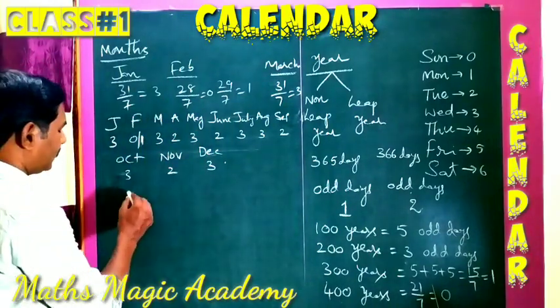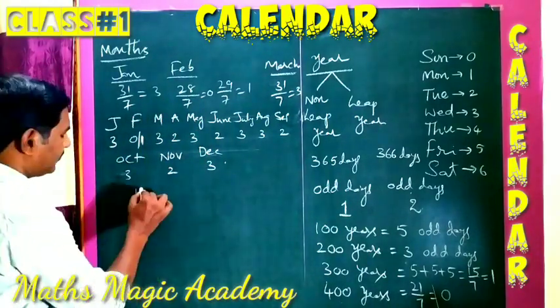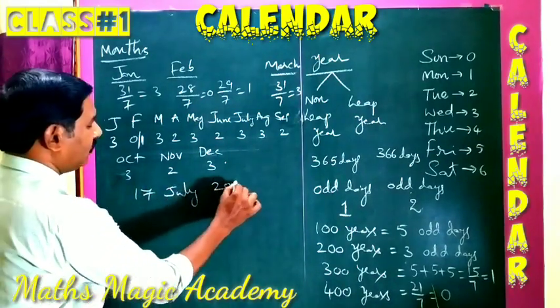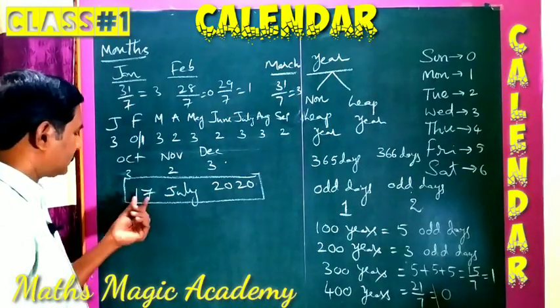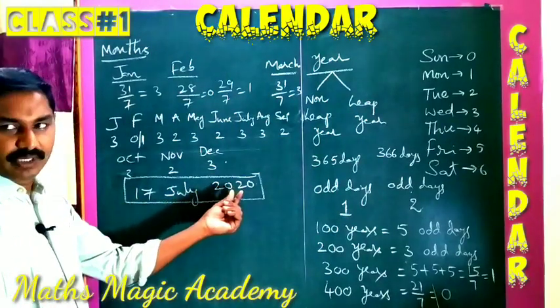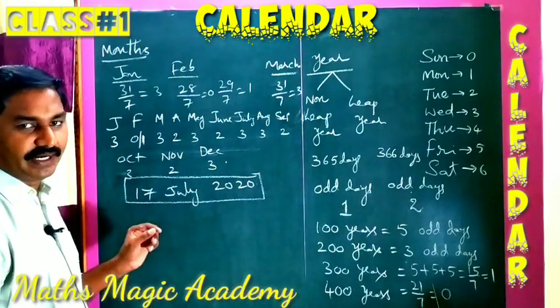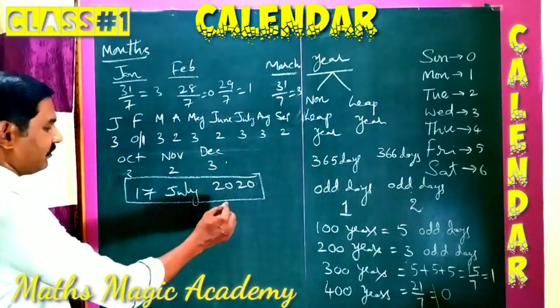And now we can go for the date. Suppose if you take this 17th July 2020. Here it is given 17th July 2020. What is the day in the given date? That we have to find. By simple trick we can find.